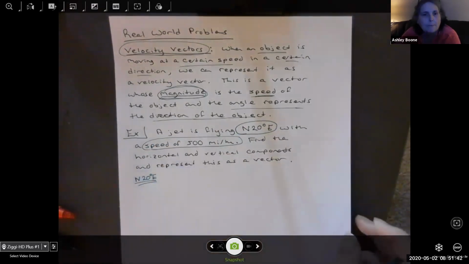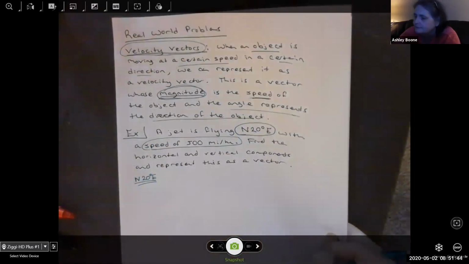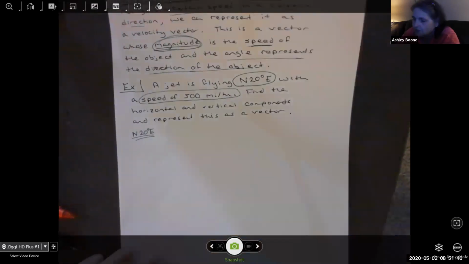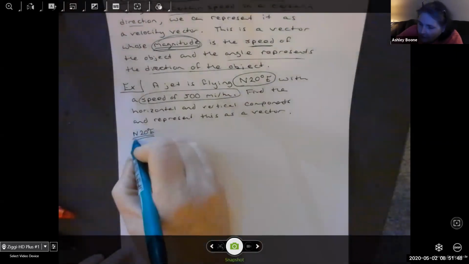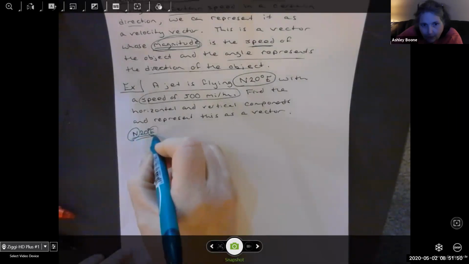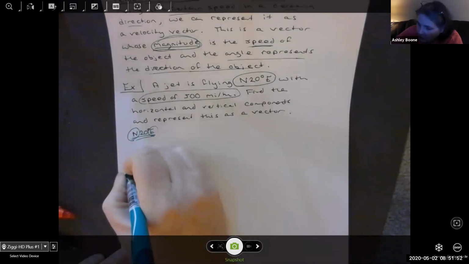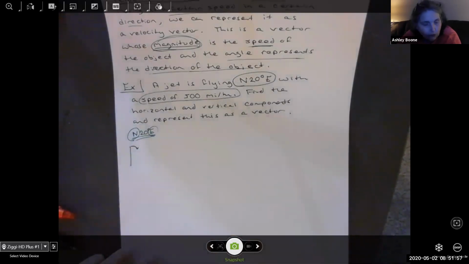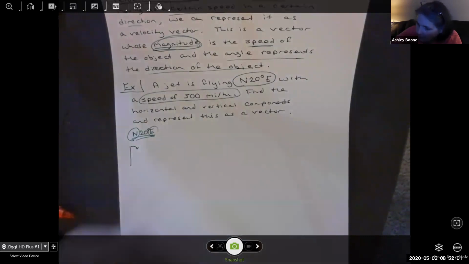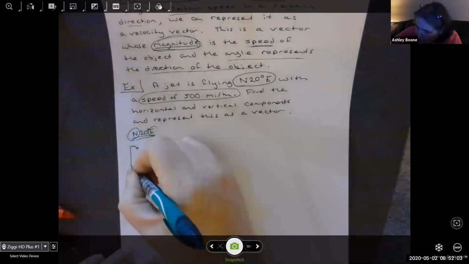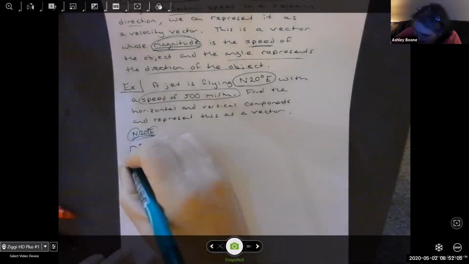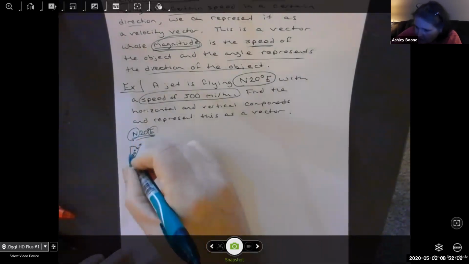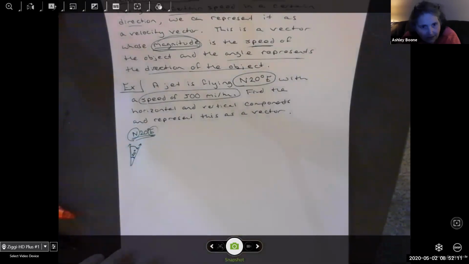This is when we talk about bearings or headings. It's giving us the direction, but we're always starting from north or south and then going east or west. So imagine going north to the east. North is up, east is to the right. So we're going north 20 degrees east. That would be this little angle here, 20 degrees. So to the north, 20 degrees east.